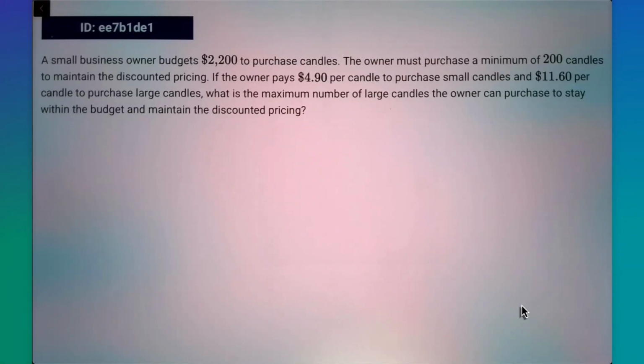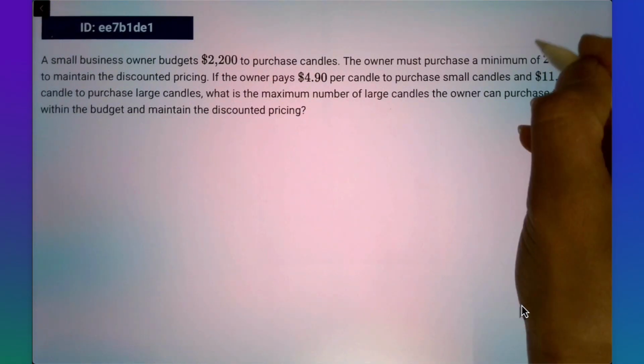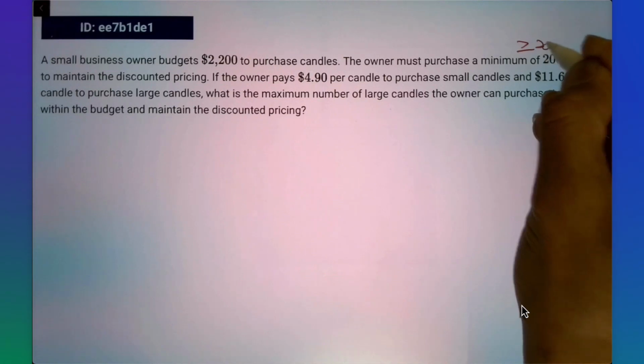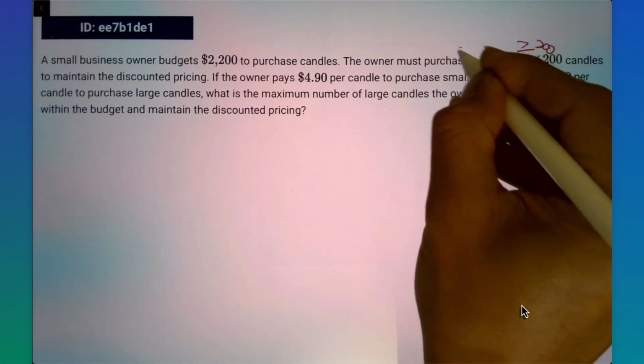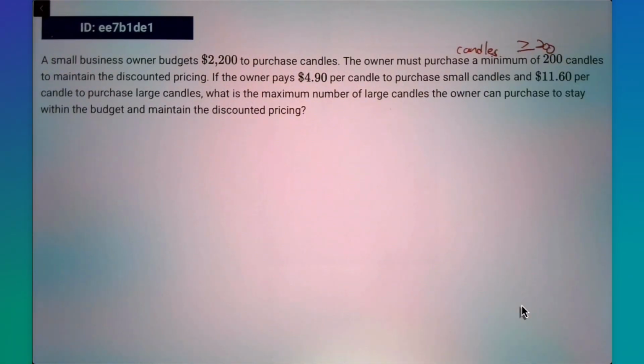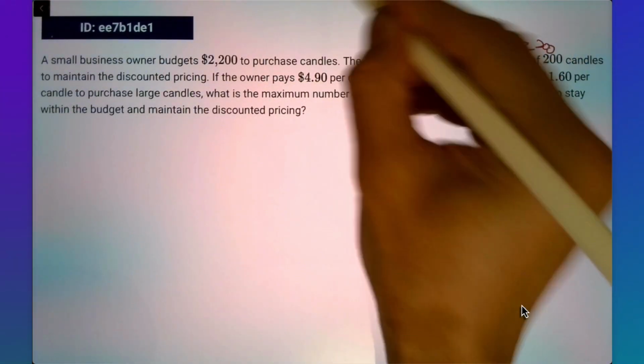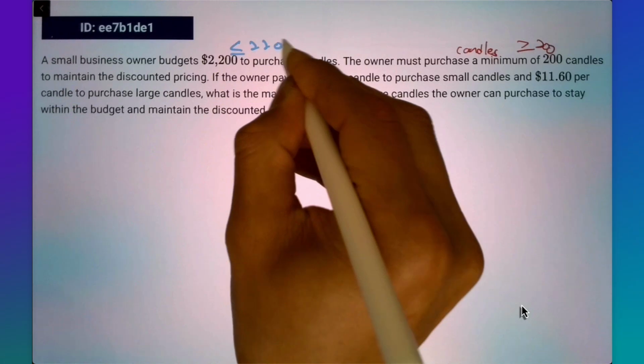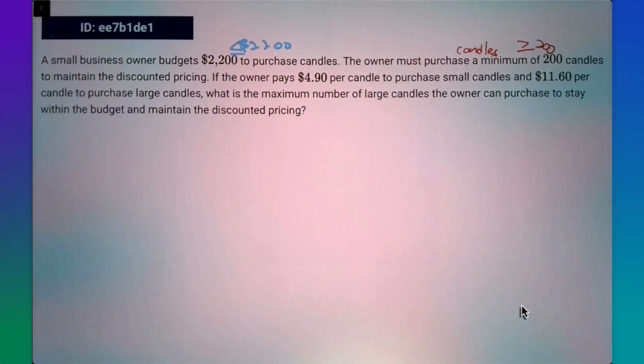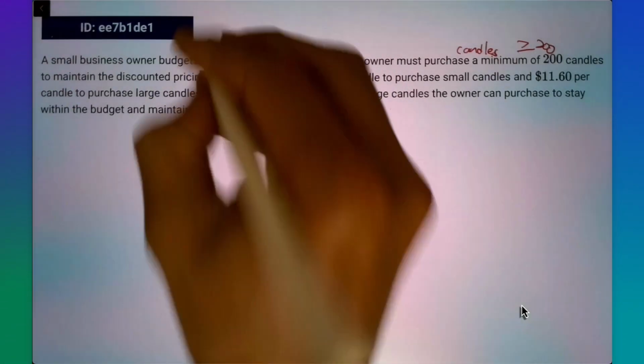A small business owner budgets $2,200 to purchase candles. The owner must purchase a minimum of 200 candles to maintain the discounted pricing. Okay, minimum 200 means we have to have greater than or equal to 200 candles. And the budget is clearly less than or equal to $2,200. Okay, so far that will be our budget.